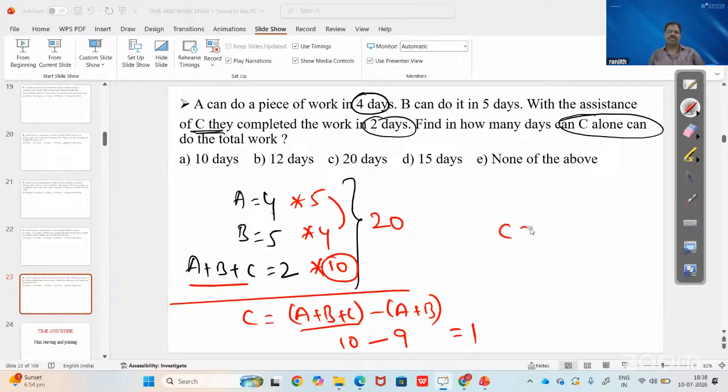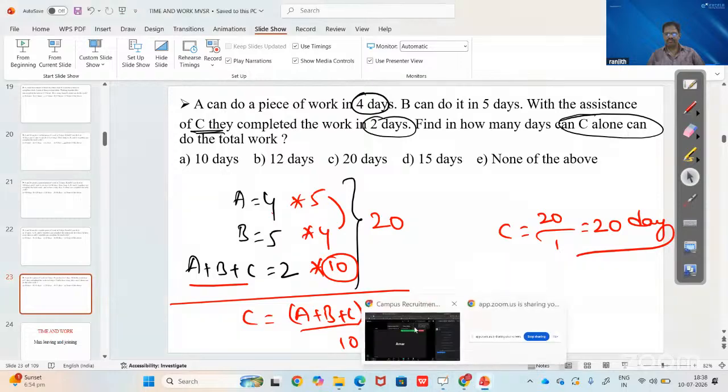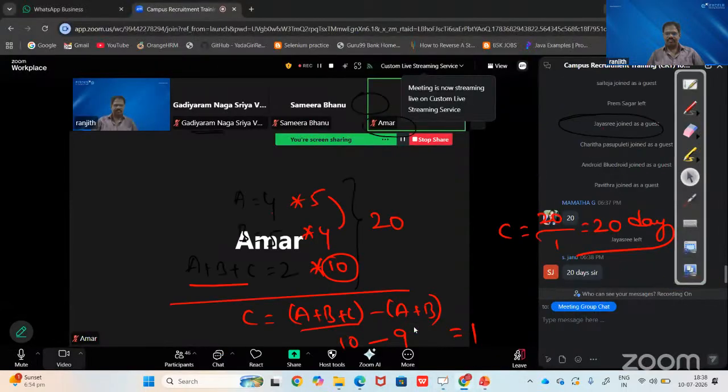C alone in how many days, in the sense 20 by 1. 20 by 1 equals, answer is 20 days. So C alone can complete the work in 20 days. Yes, thank you. Thank you, everyone.